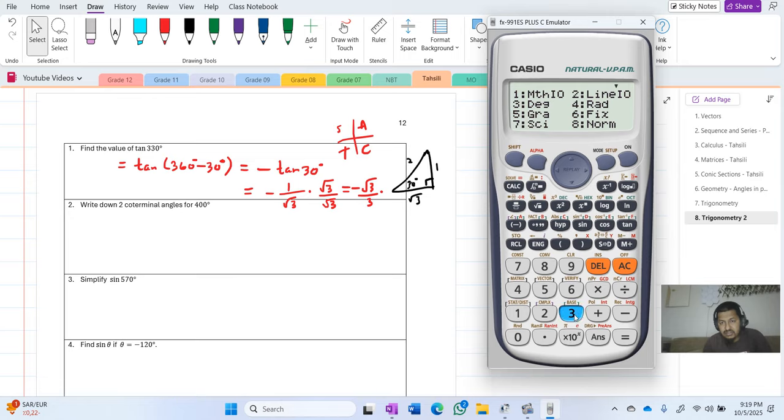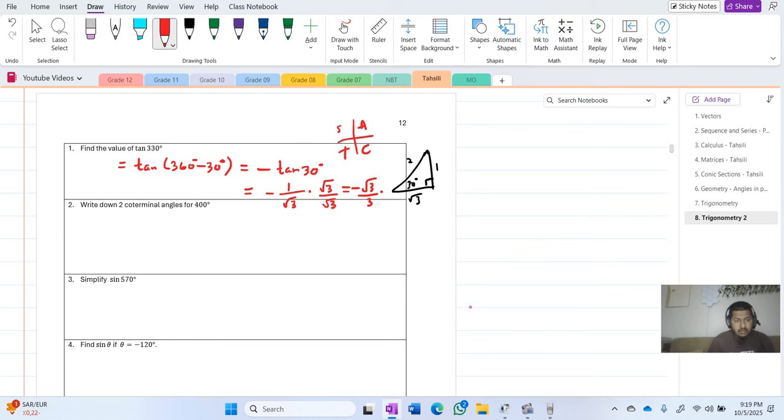Next question. Write down two coterminal angles for 400 degrees. So now remember 400 degrees. I'm going to represent it. What's 400 degrees?